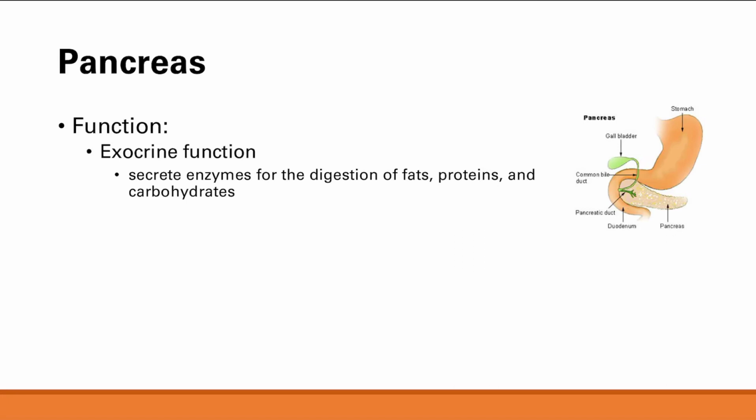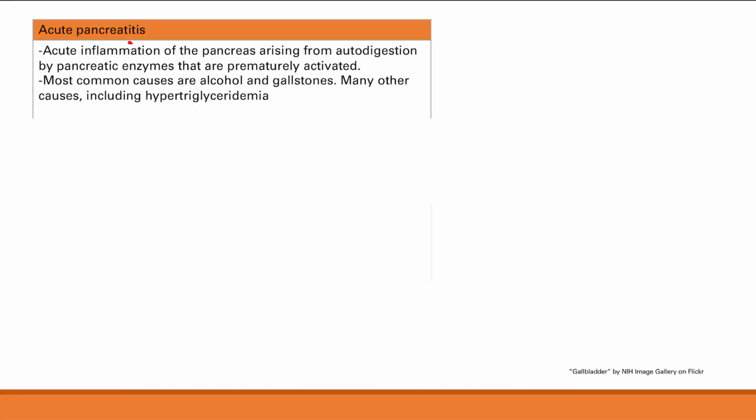Now, the pancreas also has endocrine function. We haven't really talked about that because we're saving that for the endocrine section. But the pancreas will secrete hormones like insulin. Okay, so now let's talk about pathology. The first one is acute pancreatitis.